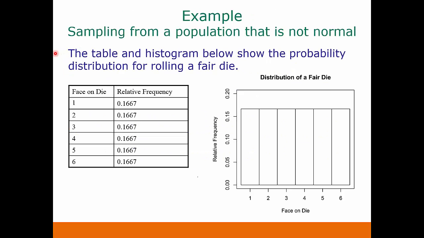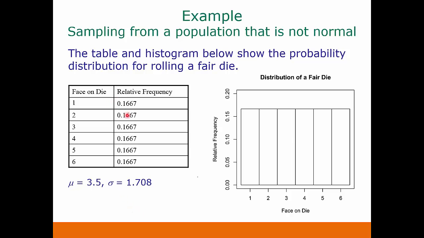Here's an example of sampling from a population that's not normal. So this table and the histogram show the probability distribution for rolling a fair die. So here are all of our possible outcomes for the face on the die that comes up, and each one has a relative frequency or a probability of 1/6. And here's what our histogram looks like. So this is definitely not a normal distribution. It's what we call a uniform distribution because every value has the same probability.